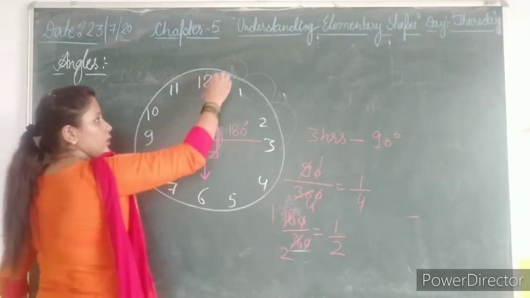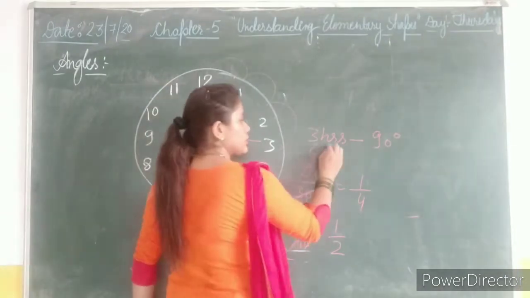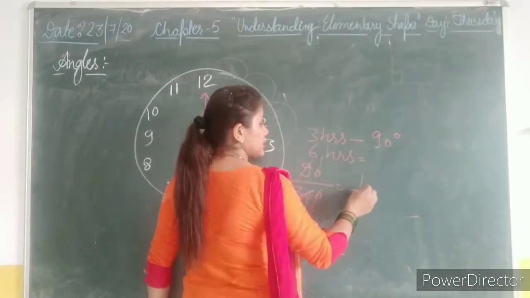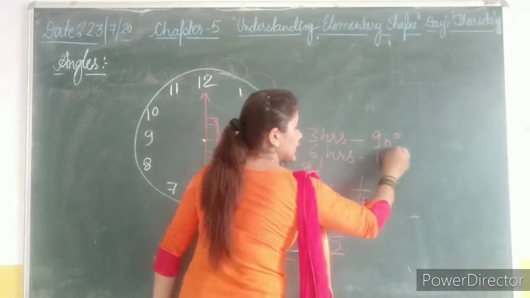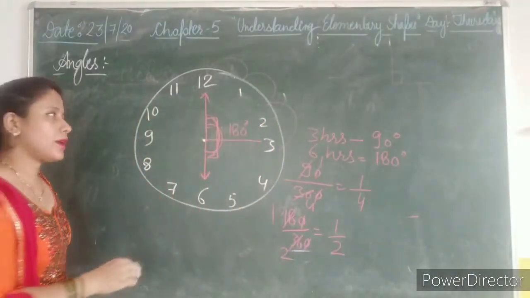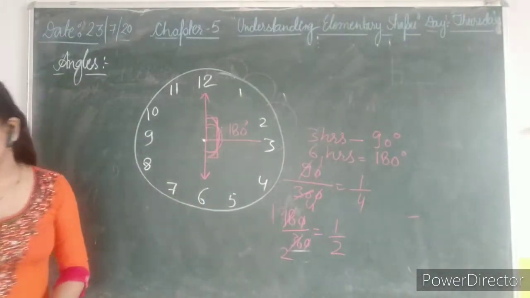Okay, and it included 3 plus 3, 6 hearts. So 6 hearts is equal to 180 degree. Okay, so that is your 180 degree.